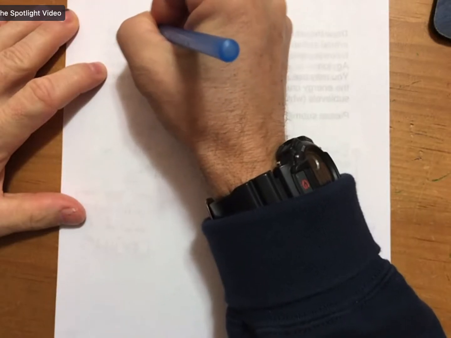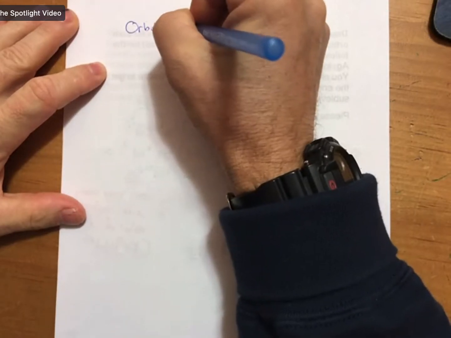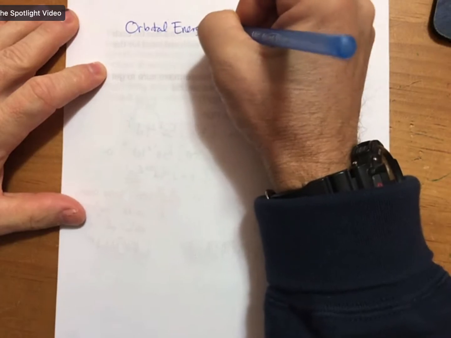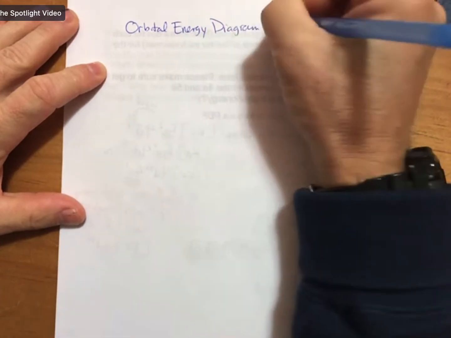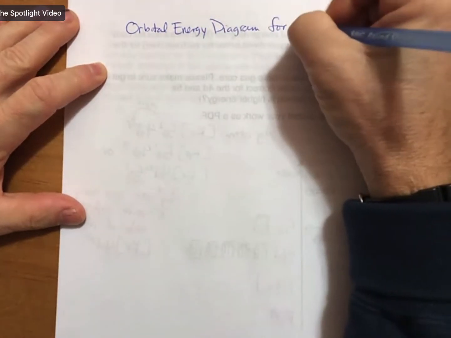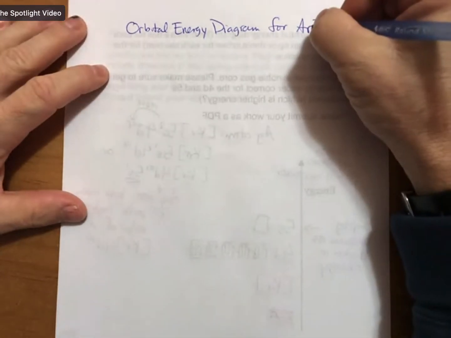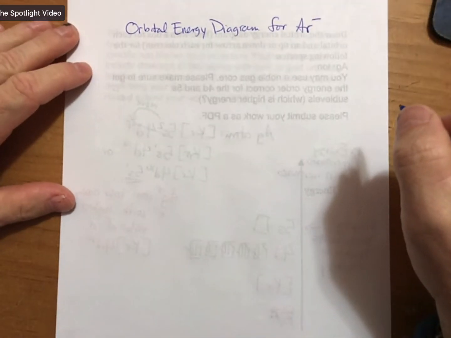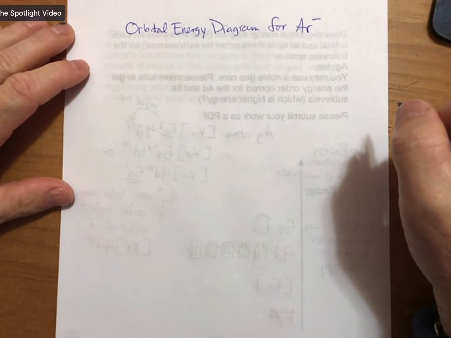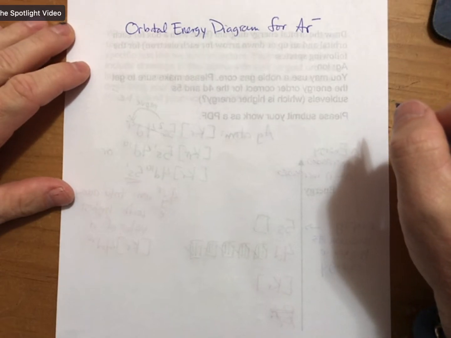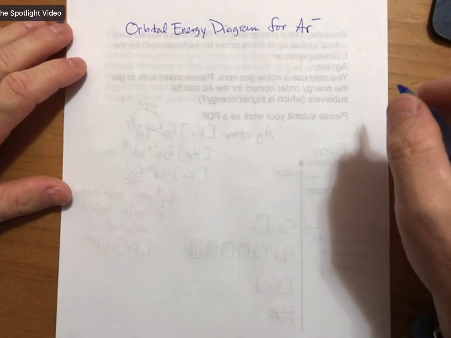Orbital energy diagram for argon minus. Argon minus. Which one did I just do? Oh, I did silver plus.